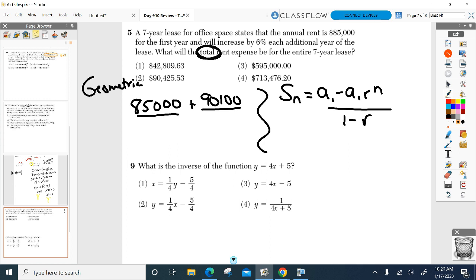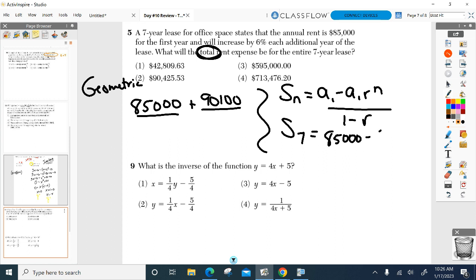Now, please understand, I'm not forcing you to do it this way. I just want to show you this formula because they may ask for it. You may have to do it this way in a part 2 question, so I want you to know it's on my formula sheet. Now all I have to do is plug in. N, how many terms are we adding up? 7. A1 is the first term, 85 grand.